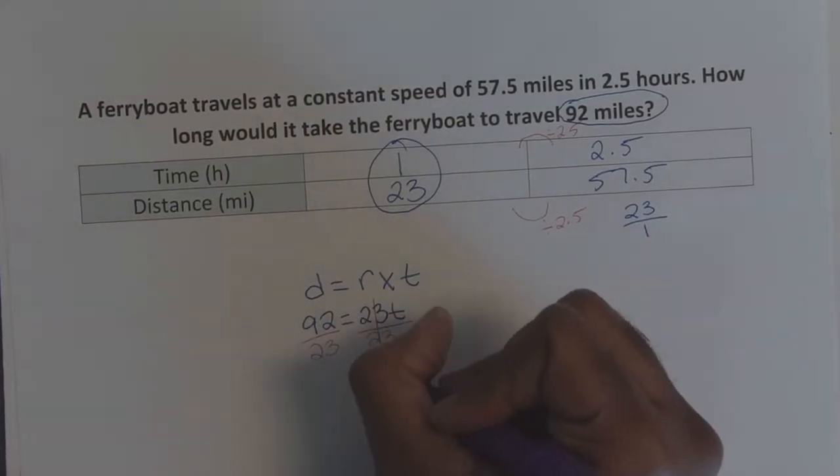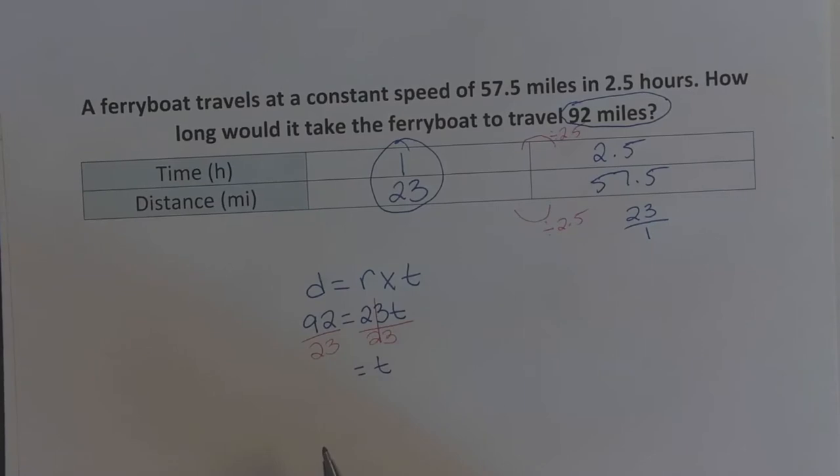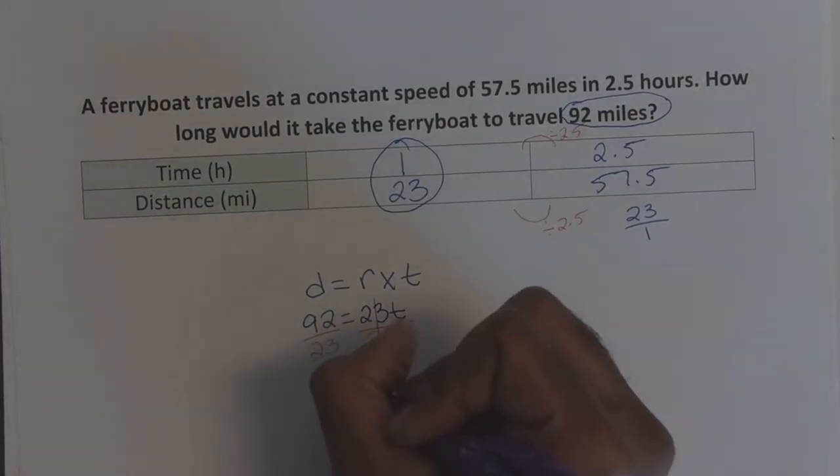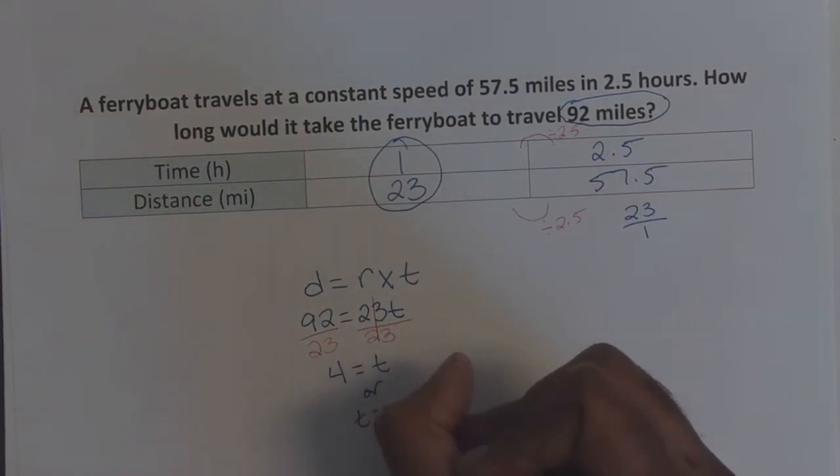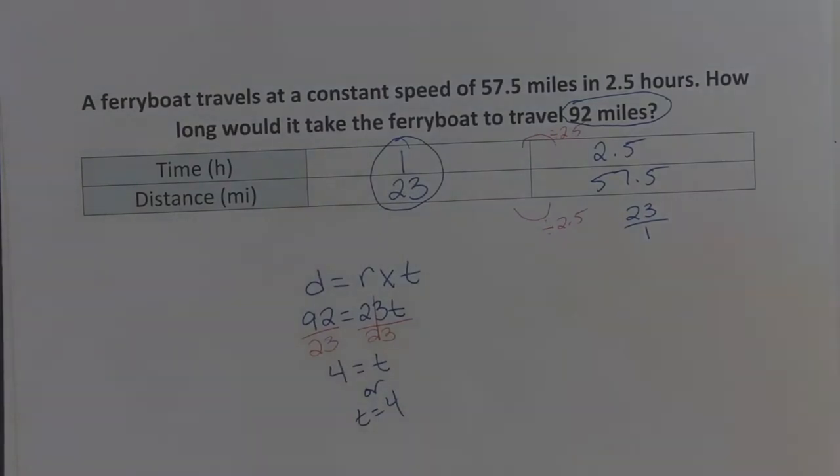This gets my time by itself. 92 divided by 23 is going to give me what? 4. So 4 equals t, or I can write that as t equals 4, which t stands for my time. So our answer is 4.